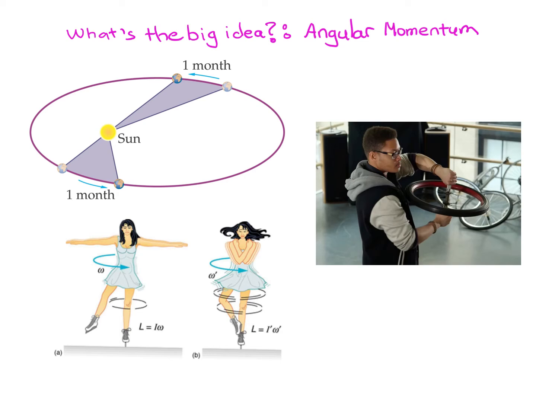Hello, hello, hello. In this episode of What's the Big Idea, we're going to be talking about angular momentum. Angular momentum is going to take its place alongside energy and linear momentum as a quantity that has associated with it a great conservation law.